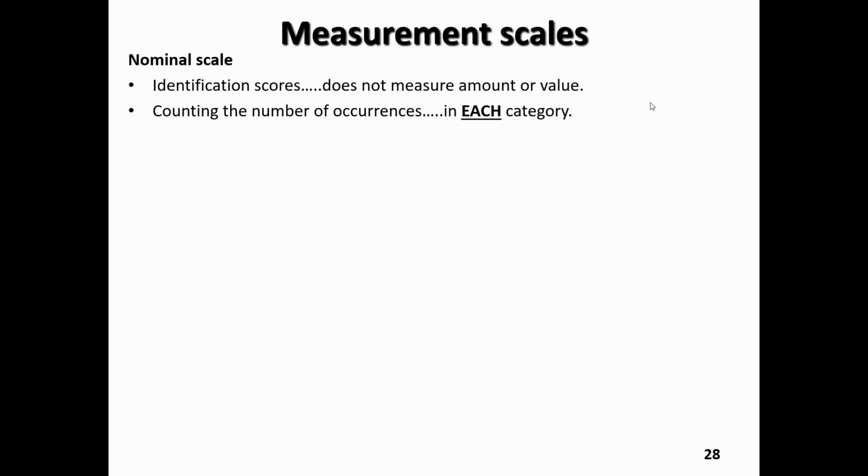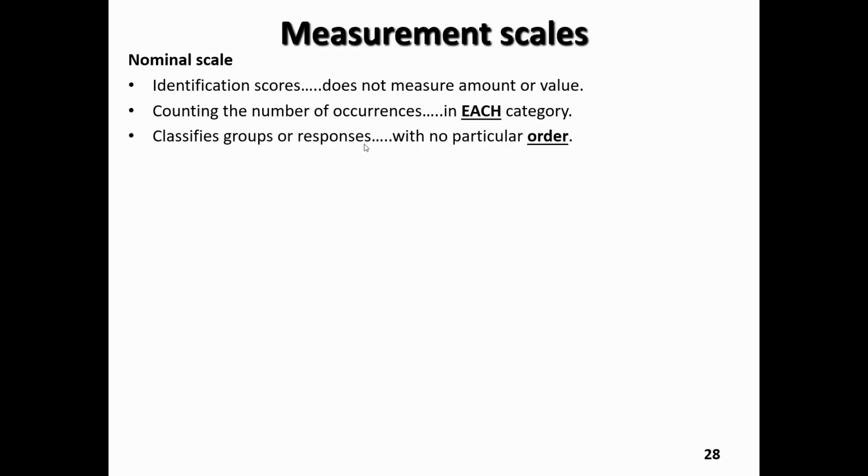starting with the simplest scale, which is called the nominal scale. The nominal scale is a way of quantifying observations just by assigning observations to unique categories. In doing so, the nominal scale is really just an identification score. It doesn't actually measure the amount of the observation or assign any particular value. So really what we're doing here is just counting the number of occurrences in each category. And we'll take a look at a few examples here shortly.